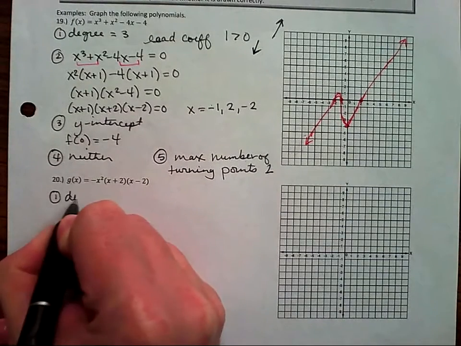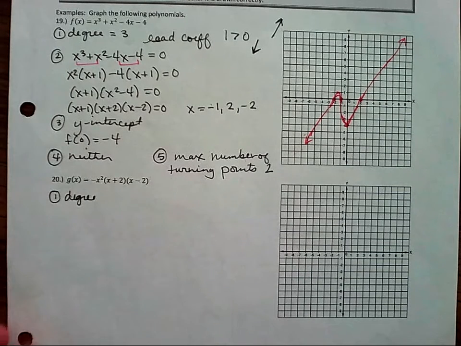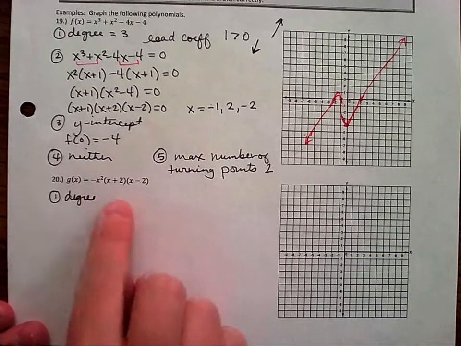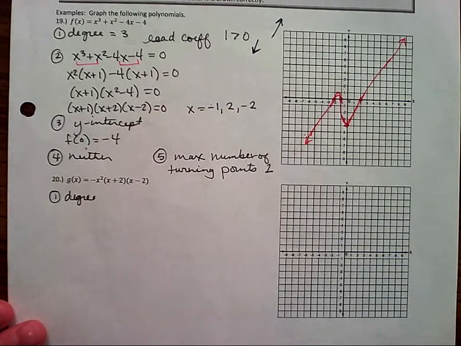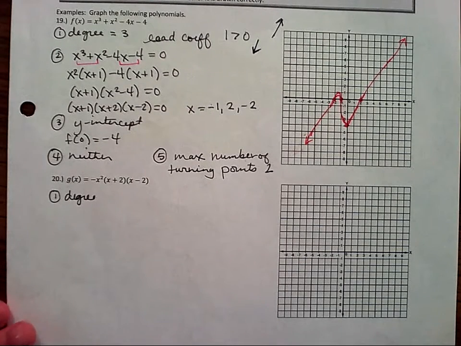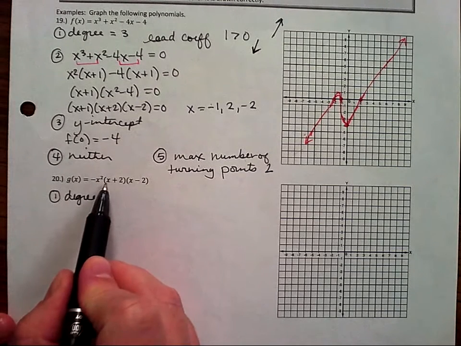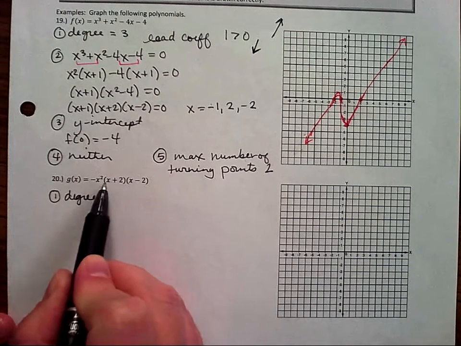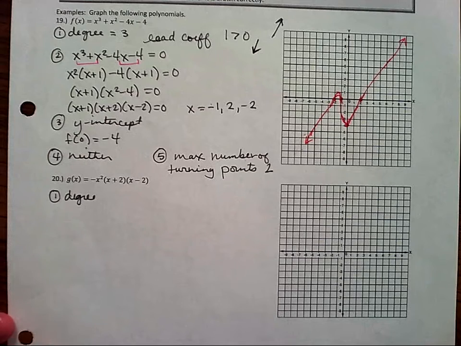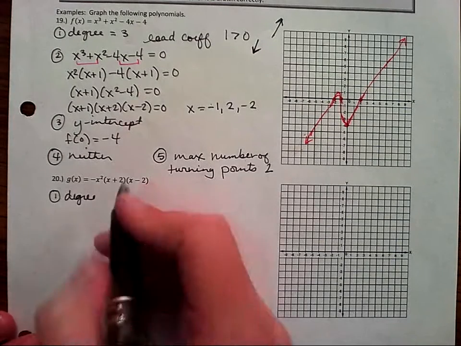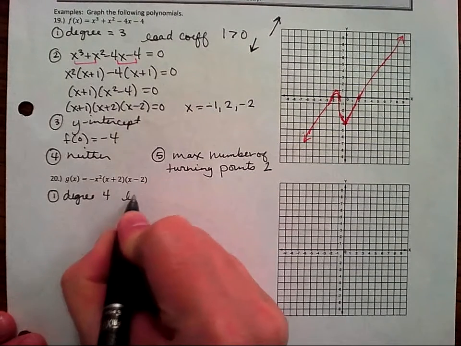So first, what's the degree? Ooh, I don't know about 2. Some people are saying 2, some people are saying 3. What happens when I distribute and multiply all this out? I'm going to have x to the what power? Well, here I have x squared. I'm going to have it times x times x. So what's x squared times x times x? X to the 4th. Degree 4.